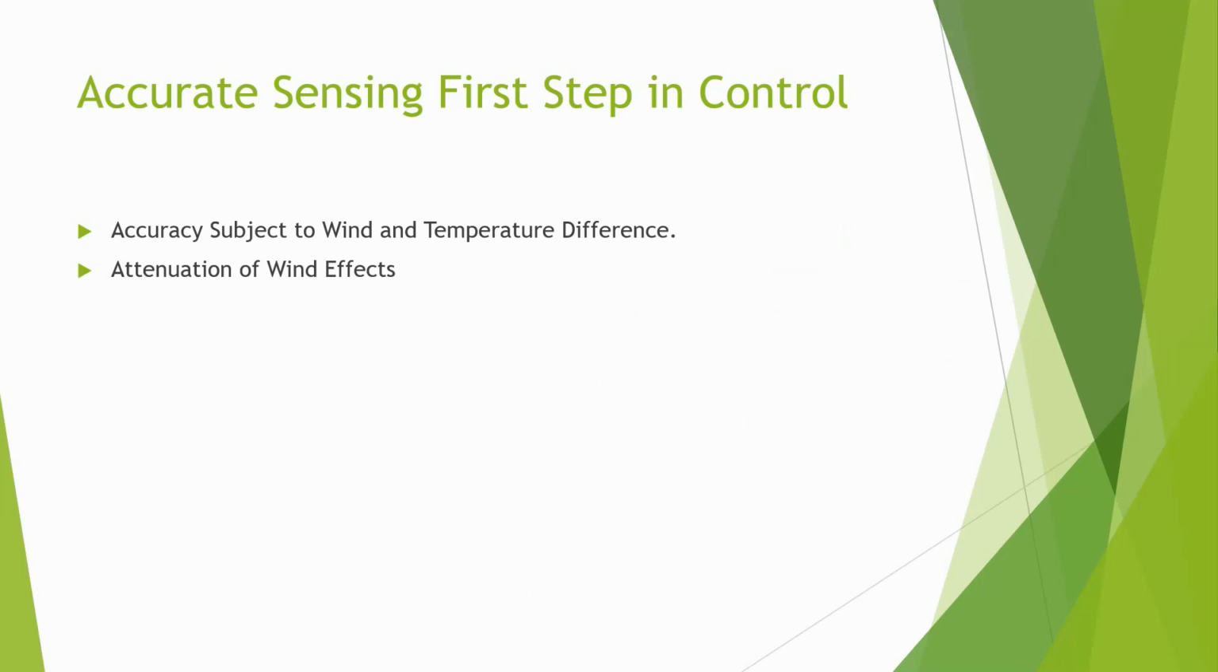Okay, so now we're going to talk about sensing. Accurate building static pressure sensing is the foundation for good control. Accuracy is subject to both wind and temperature difference. And so we're going to talk a little bit about trying to attenuate wind effects.